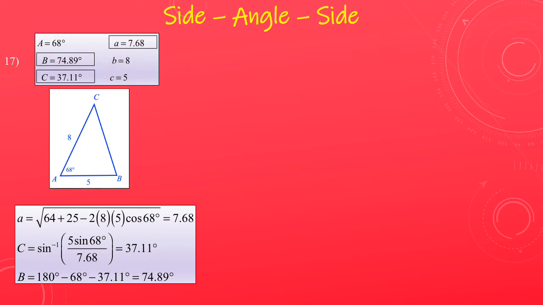So our final answer is angle B equals 74.89 degrees, angle C equals 37.11 degrees, and little a is equal to 7.68. Looking at our triangle, the answer appears to be correct. The largest angle B is opposite the largest side, and the smallest angle C is opposite the smallest side. Since angle B and angle A are relatively close to each other, so are the values of little b and little a.